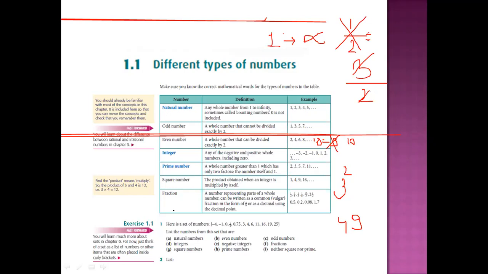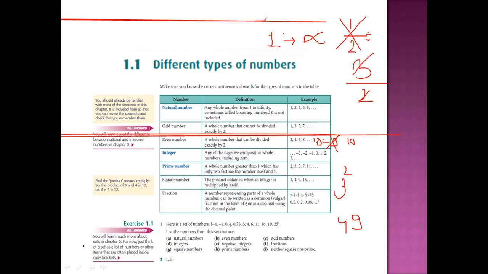And the last one is the fraction: a number representing parts of a whole number, written as a common fraction in the form of 1 over 2, or a over b, or as a decimal using the decimal point. 1 over 2 is equal to 0.5 in decimal form, which is in fractional form.